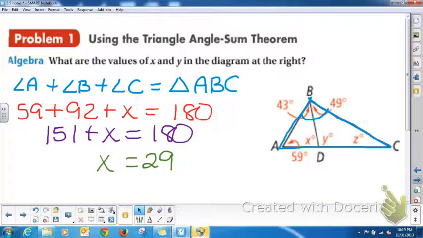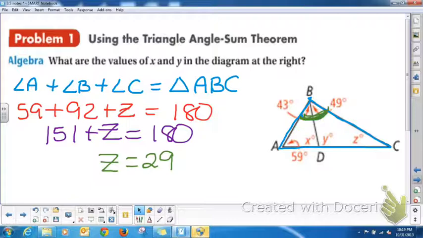So in this larger triangle, we know angle A plus angle B plus angle C is equal to the whole triangle, triangle ABC. A is 59, B is these two angles together, so it's 92 degrees, and C, oh, that we don't know. That's Z. Is equal to 180. So that means 151 plus Z equals 180. When I subtract 151 from both sides, Z is equal to 29 degrees.